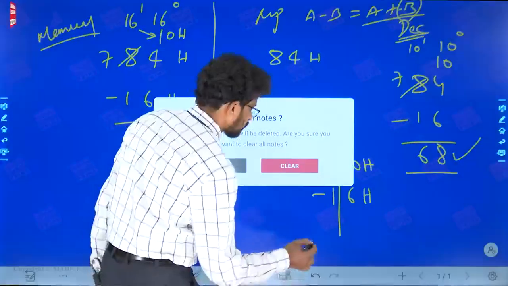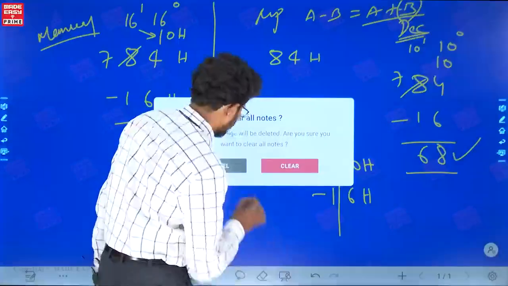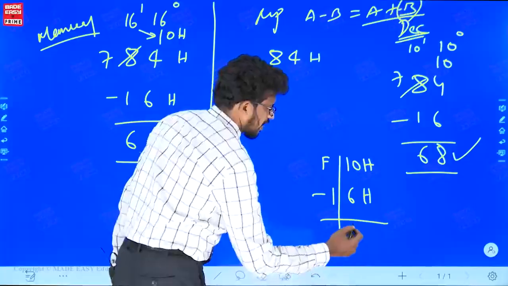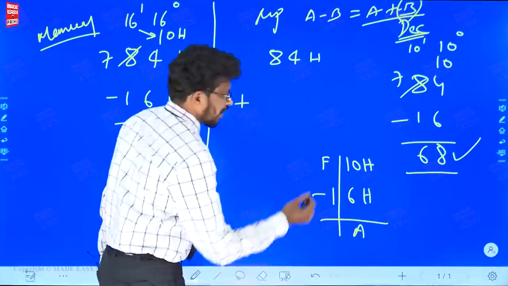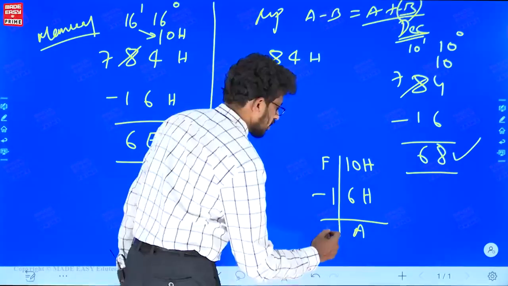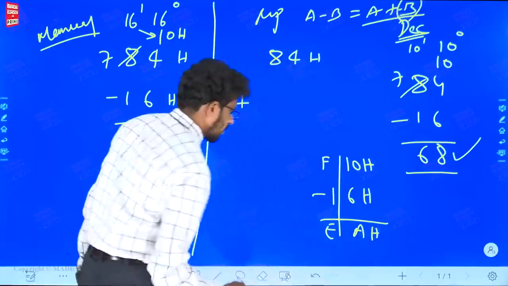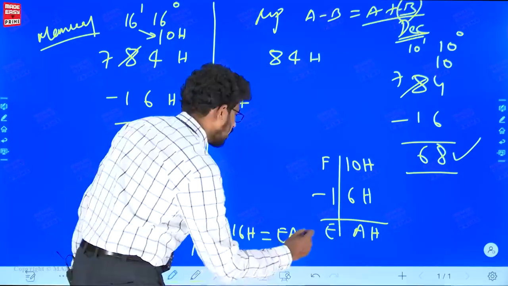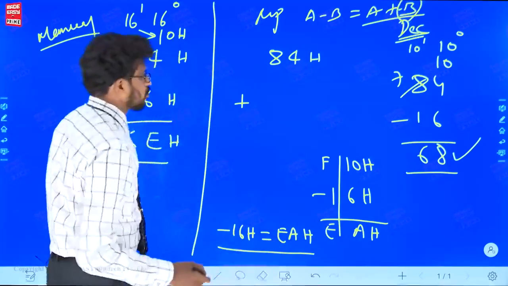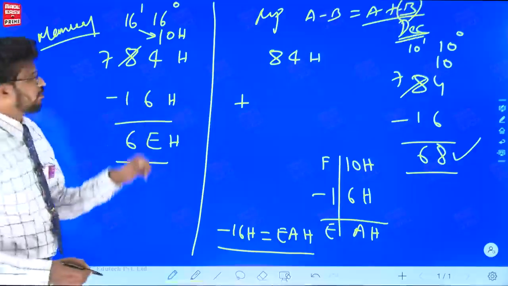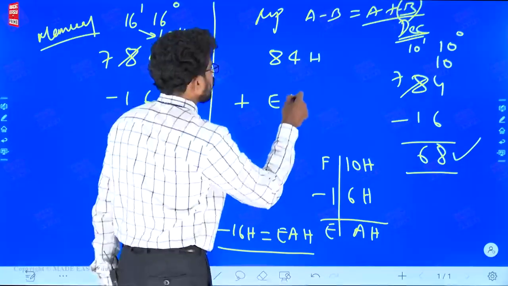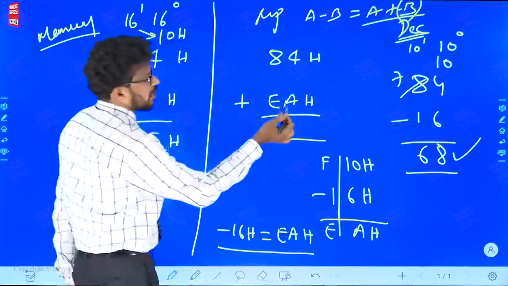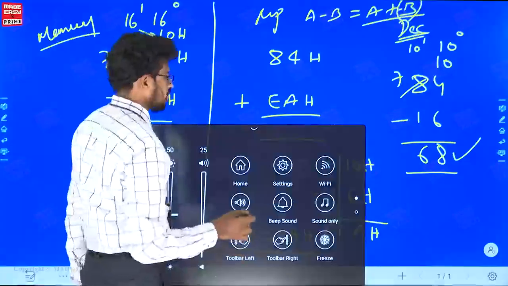So how do you solve this? If you solve this data, what is the answer now? 16 minus 6, 10. 10 means A. 15 minus 1 is 14, that is E. It means that minus 16H is equivalent to EAH. That's the meaning. So now I have to add the minus 16 value to this. So EA, you need to add it. So how much value do you get? It is the same. A means 10 plus 4, that is 14.